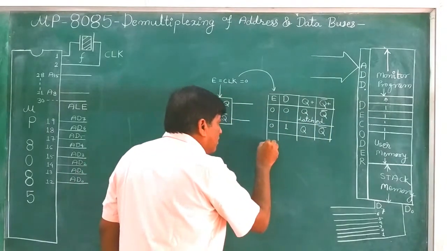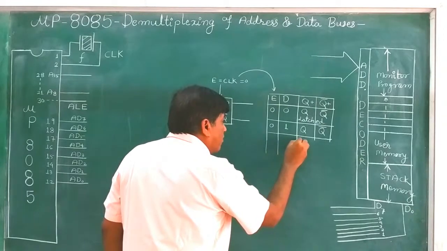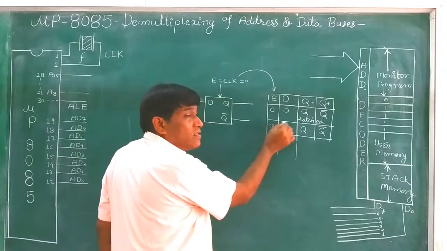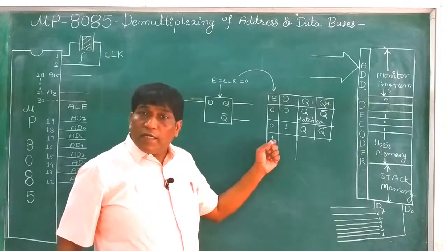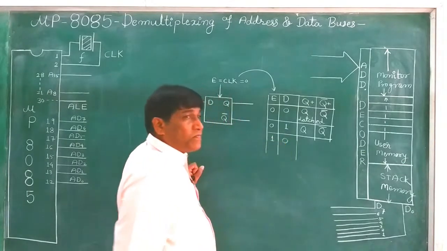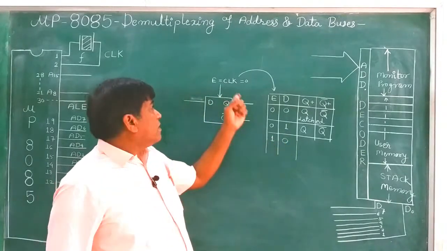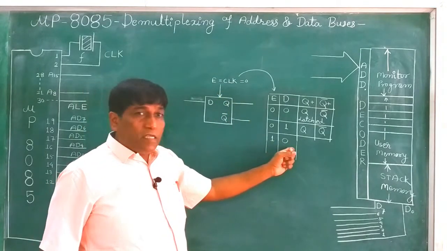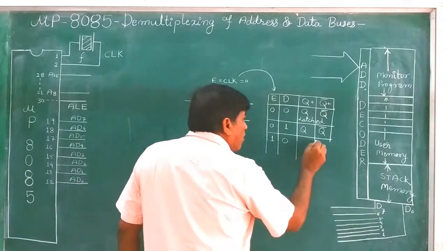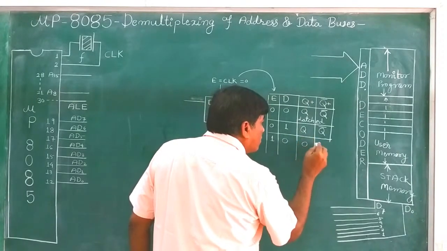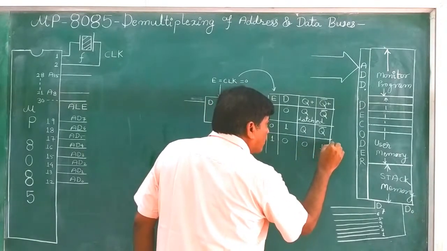Now, when the clock is enabled, suppose the clock signal is 1, we have taken 0, 0, and 0, 1, now we are taking 1, 0. If the D input is 0 and the clock is enabled, the output will now change. It will be 0. Q will be 0 and Q bar will be 1.